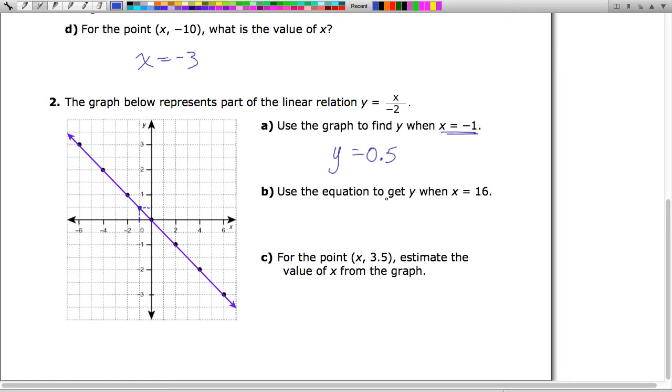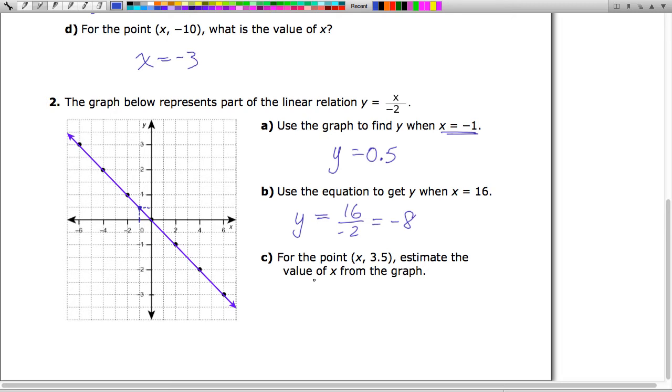Now, using the equation to get y when x is equal to 16, we can go y equals x, x equals 16, divided by -2. That would give you -8. And now another one of these points gives the point x comma 3.5.